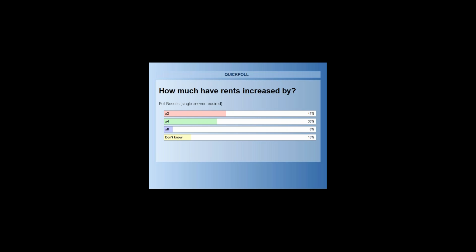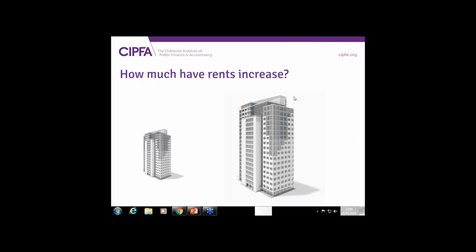So 35% of you said times 4, 41% times 2, 6% said times 8, and 18% didn't know. So I'm in there with the 6%. I looked at this and I thought, well, that's really obvious. They've doubled the width, they've doubled the depth, and they've doubled the height. So that must mean times 8. The volume's increased by 8, therefore that's what they must mean.